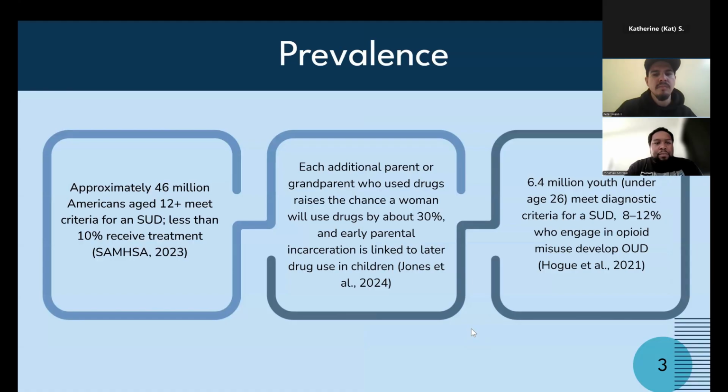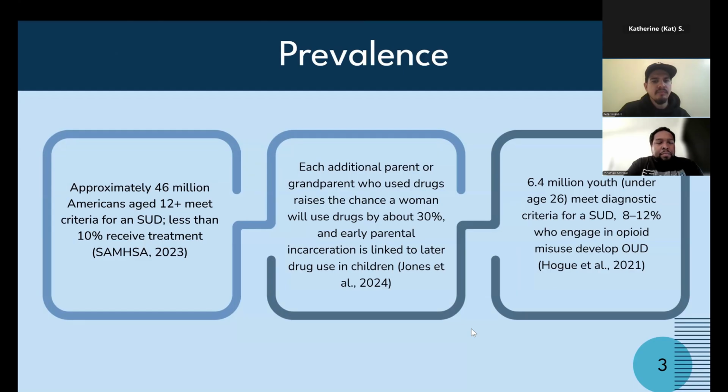So regarding the prevalence, according to Jones et al., a woman's likelihood of using drugs, for example, is raised by 30%. And for each additional parent or grandparent who's ever used drugs, that also raises the likelihood. Also, any parental incarceration is linked to later drug use.